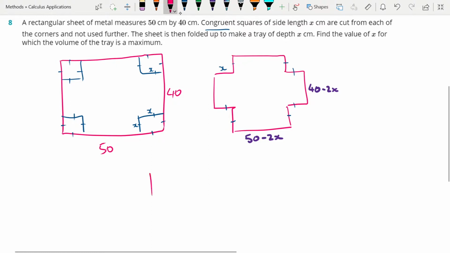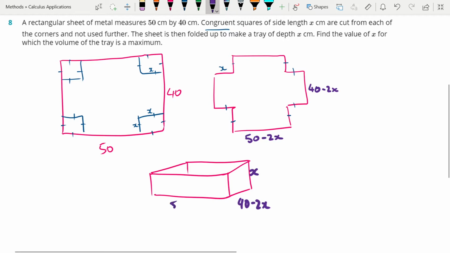When it's folded up, you're going to get a nice rectangular prism tray, open lid, and height there of x, 40 minus 2x, and 50 minus 2x. So the question is asking us what is the x value for when the volume is a maximum. So we have to find the volume of this shape, which would be 50 minus 2x times 40 minus 2x times x, which is just length times width times height.